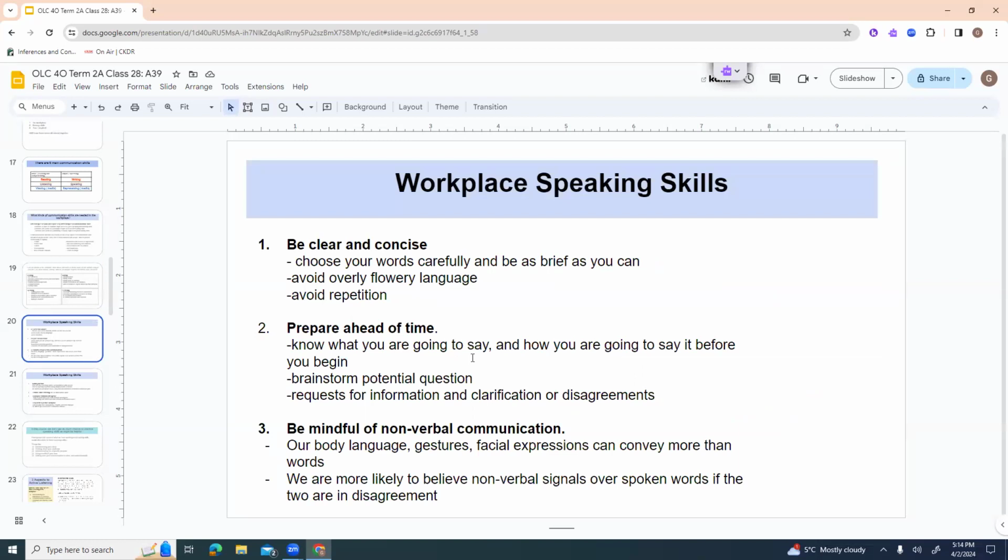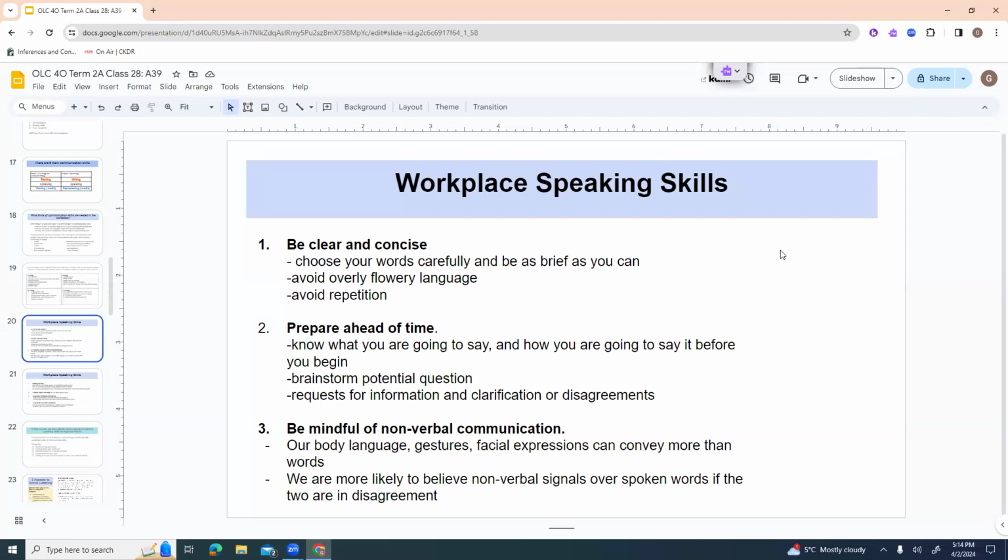Okay, I'm going to take a look at overall workplace speaking skills. First of all, you want to be clear and concise. Choose your words carefully and be as brief as you can. Avoid overly flowery language and avoid repetition. Number two, prepare ahead of time. Know what you are going to say and how you're going to say it before you begin. Brainstorm potential questions, requests for information, and clarification or disagreements.